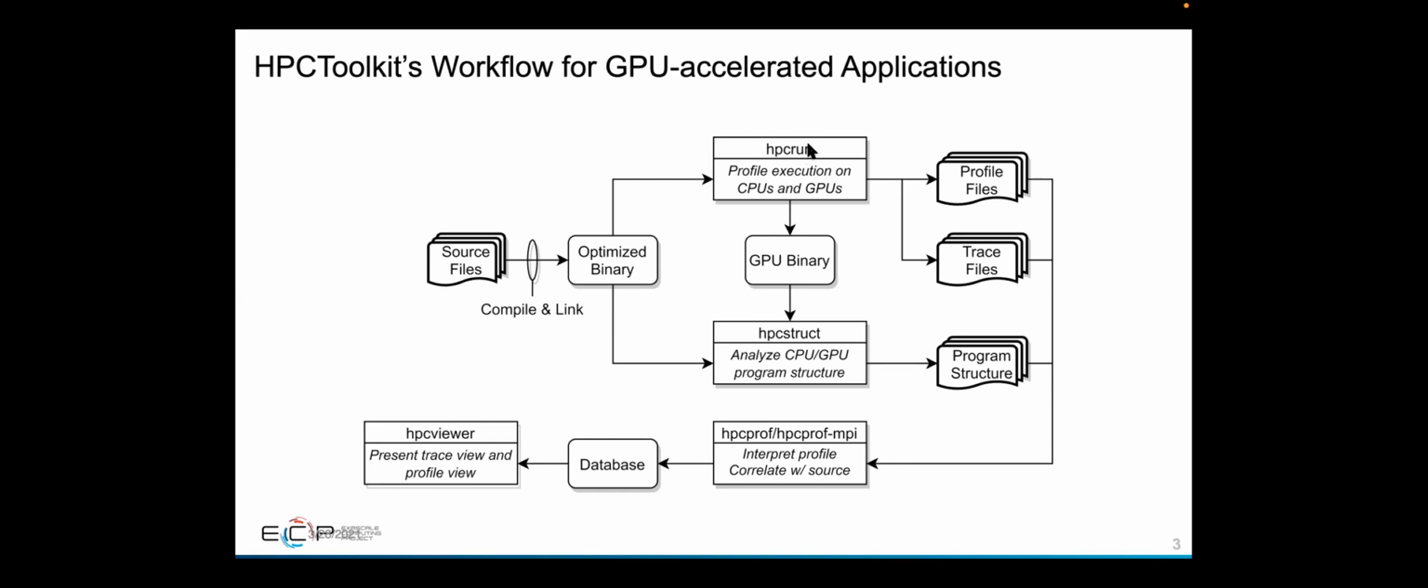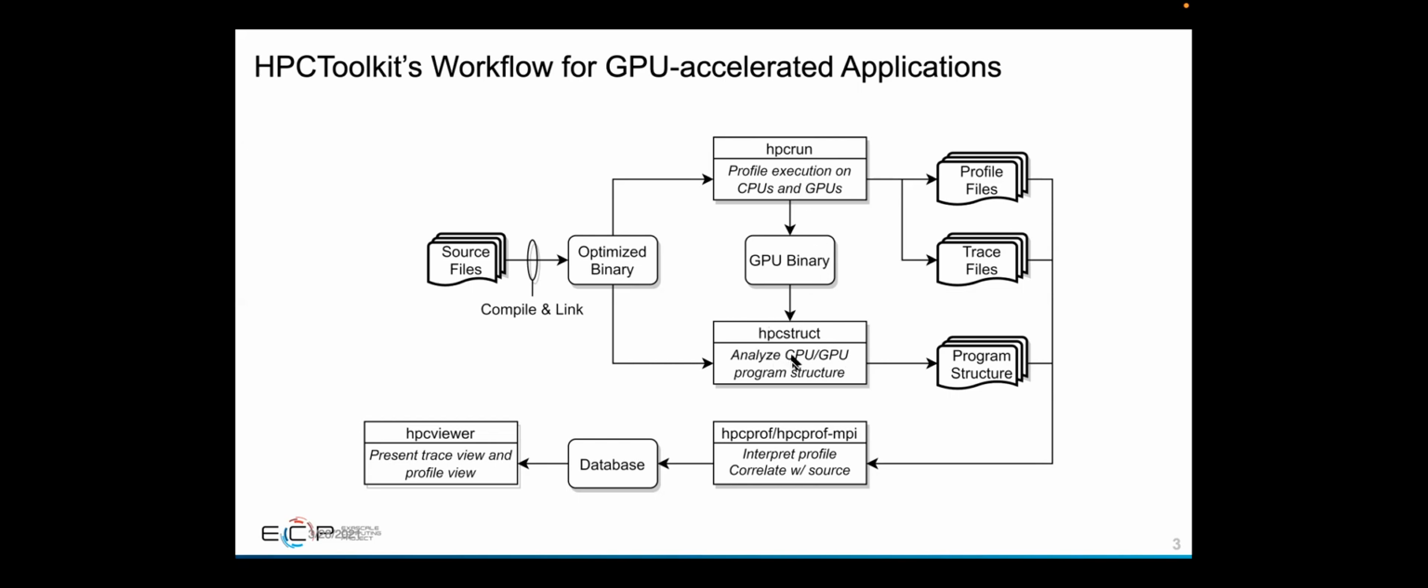You can give this a set of arguments saying that you want to profile things on the CPU and on the GPU. On the CPU, we're using sampling, and I'll say a little bit more about the GPU measurement in just a minute. We profile the execution on both the CPUs and GPUs, and we gather profiles, and we can also gather traces on the CPU and GPU. As the application runs, it reveals GPU binaries, and we record the GPU binaries for subsequent binary analysis. So we run and measure our applications with hpcrun.